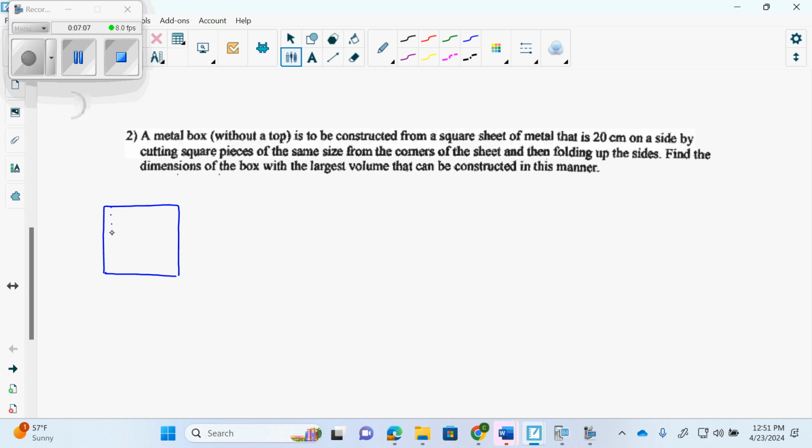And remember in 30-1, it was a rectangular sheet of paper, but it was still the same thing. Remember, there were the dashed lines. Now here it says, from a square sheet of paper that is 20 centimeters on the side. So this is going to be 20 centimeters from here to here. Then from here to here is also 20 centimeters.